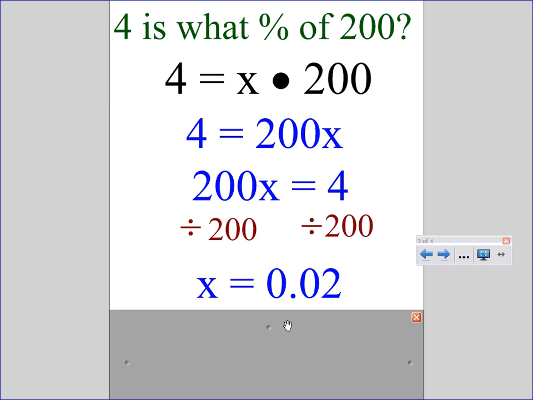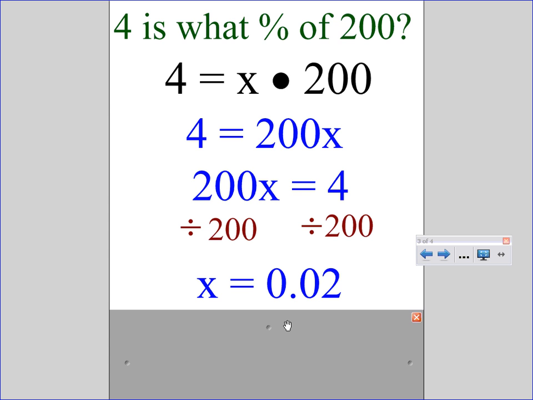And 4 divided by 200 is 0.02. This, ladies and gentlemen, is not my answer. Read the question again. 4 is what percent of 200? We want to know the percent. And right now we have a decimal value. So then you've got to go back into our basic bag of tricks and figure out how to make a decimal into a percent.